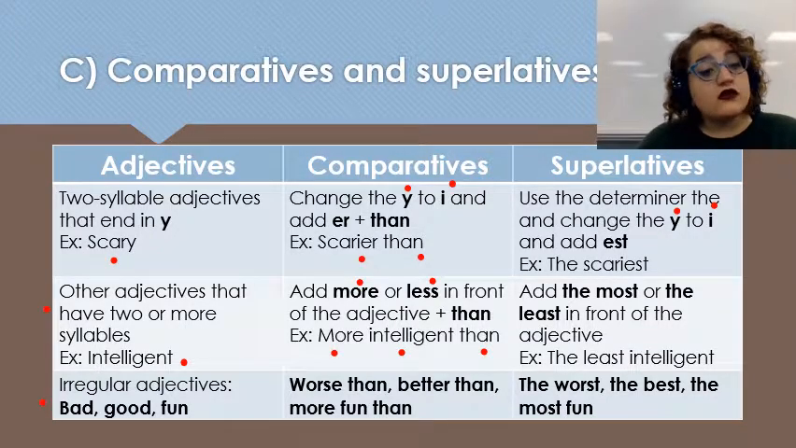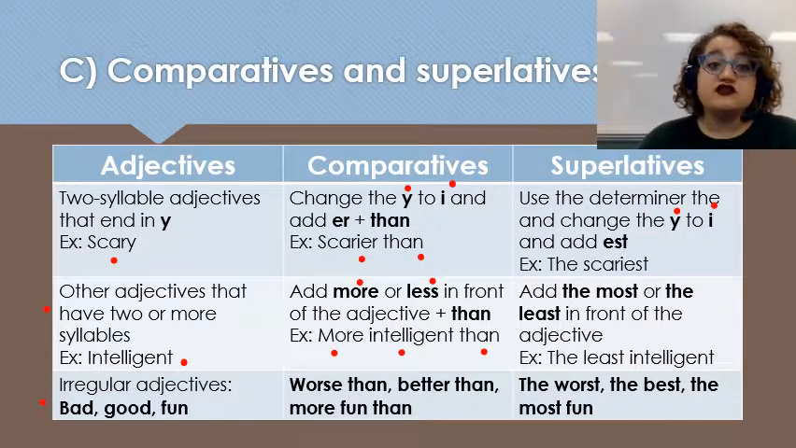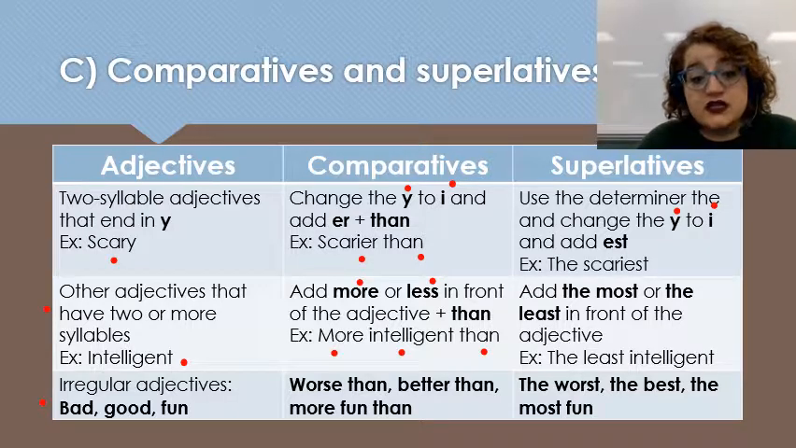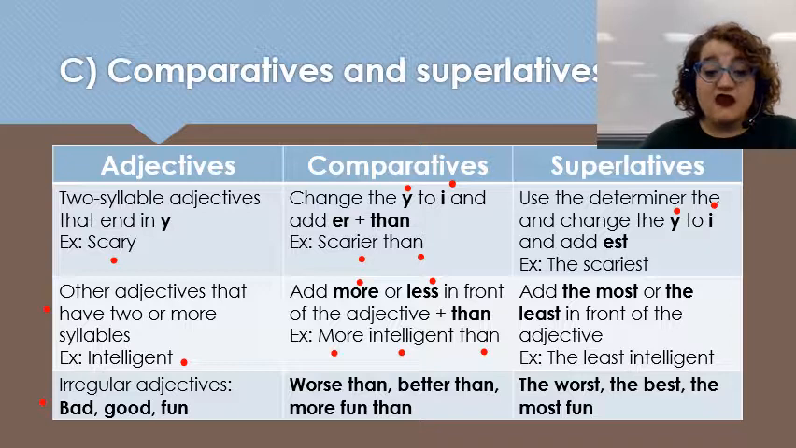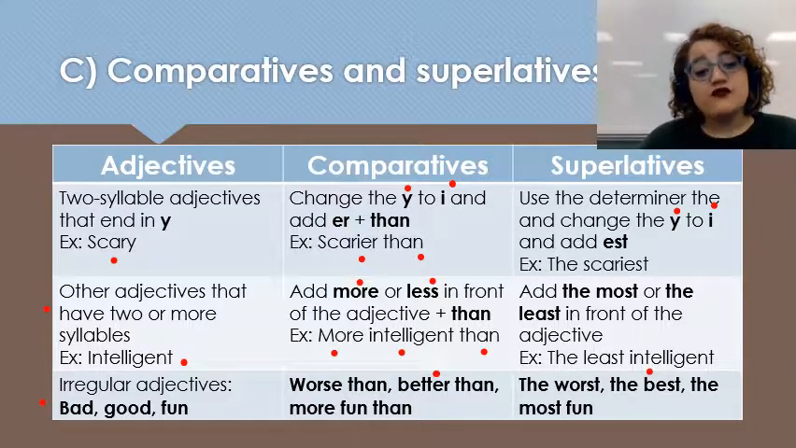There are also irregular adjectives when it comes to superlatives and comparatives. So for example, bad becomes "worse than" or "the worst". Good becomes "better than" or "the best". And fun becomes "more fun than" and "the most fun".